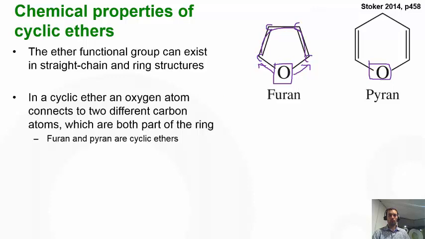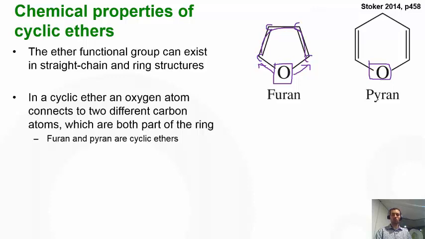So the rings that have 5 atoms, 1 oxygen and then 4 carbons, are called furan, and this hexagonal ring is called a pyran ring. Don't worry too much about these names. Just want you to know that the ether functional group can be present in ring structures, and we're going to see this quite a bit because this is what we see in sugar unit structures like glucose and fructose that are in this cyclic form.